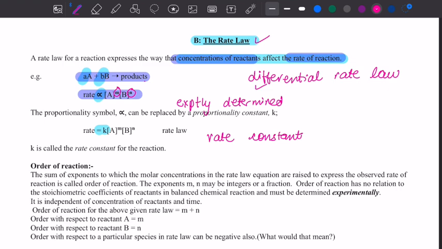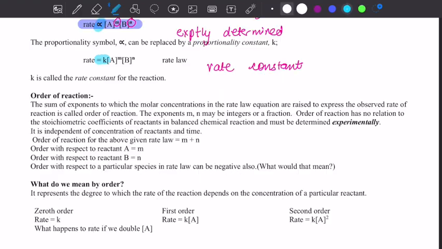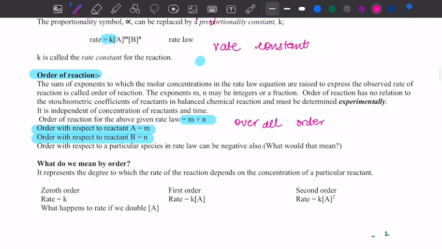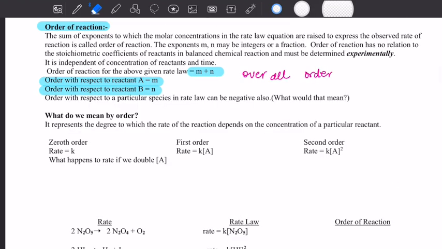So let's just spend a minute and understand what we mean by these numbers m and n. Those are called the order of the reaction. So m is the order with respect to A, n is the order with respect to B, and if you add up m and n, then that is called the overall order of the reaction. So then the question is, okay, you're calling them order, what does that actually mean? So let's take some examples and maybe that becomes clearer.